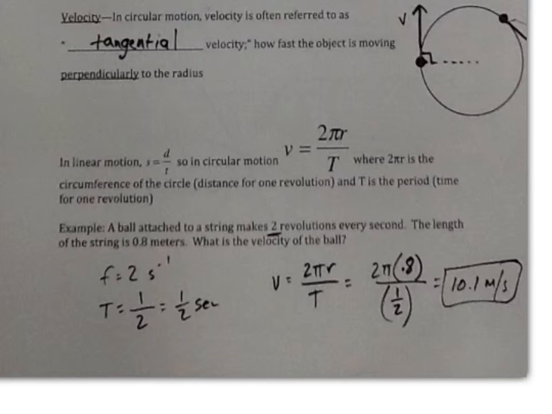So to figure out the velocity, 2 pi times the radius of the circle, so that's going to represent the total distance the ball travels in one revolution, divided by the period. How long does it take to make one complete revolution? So we get a tangential velocity of 10.1 meters per second.